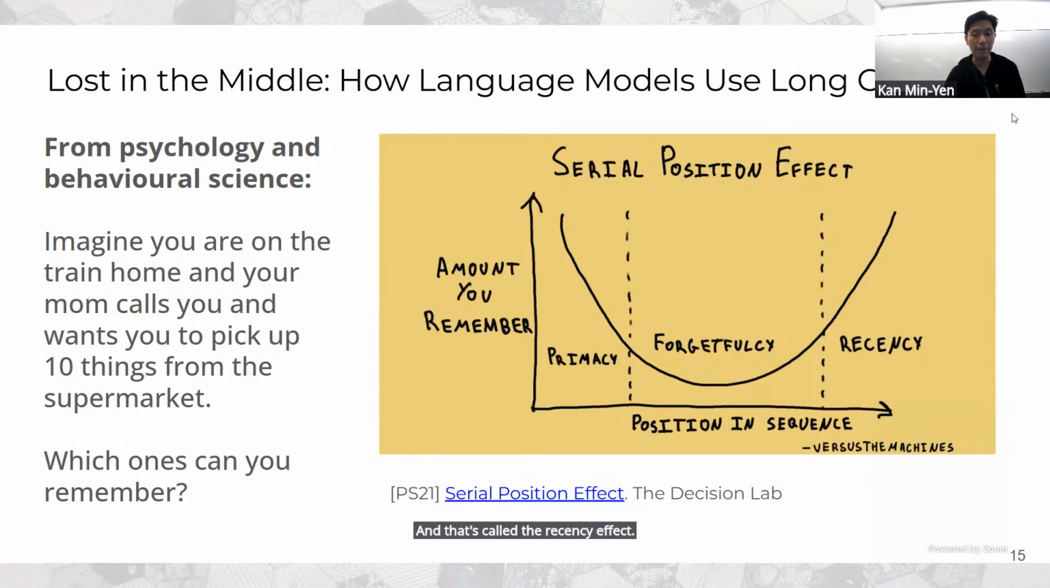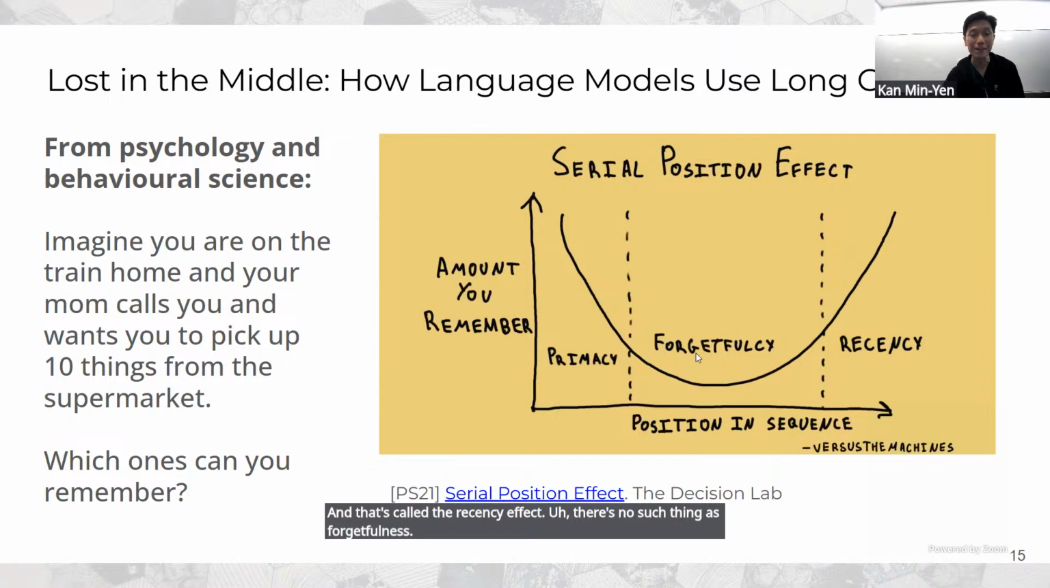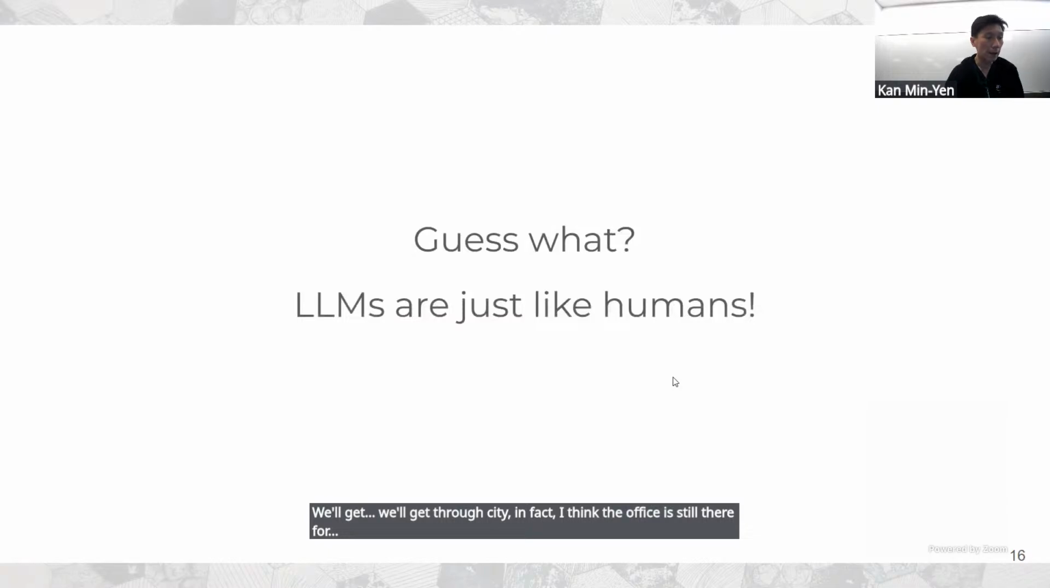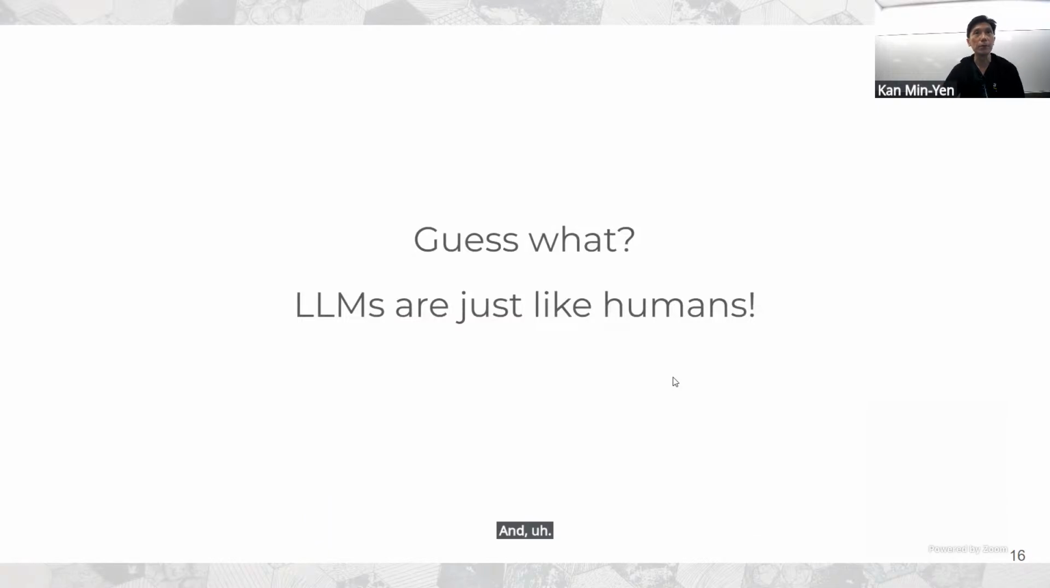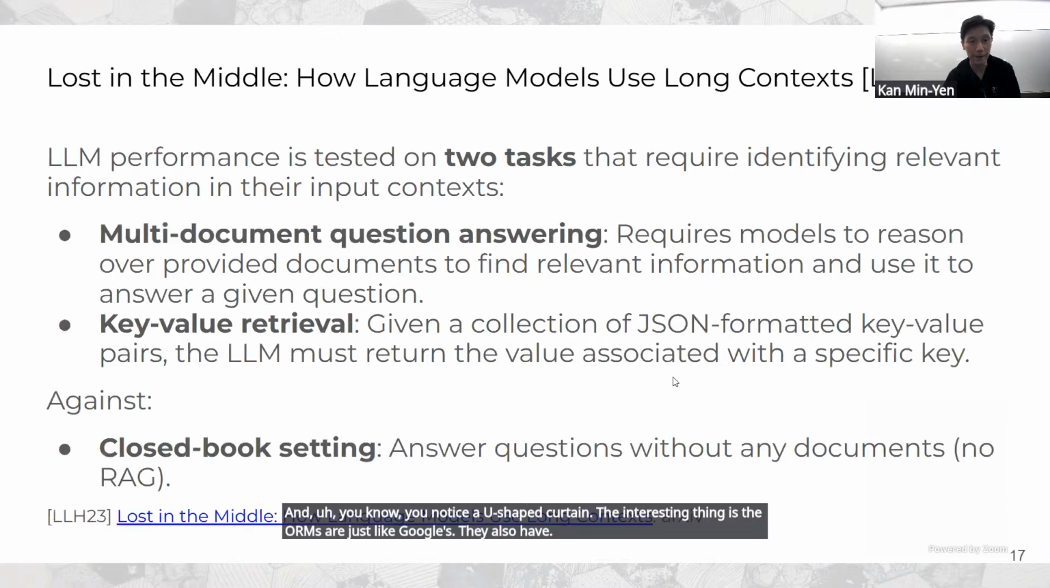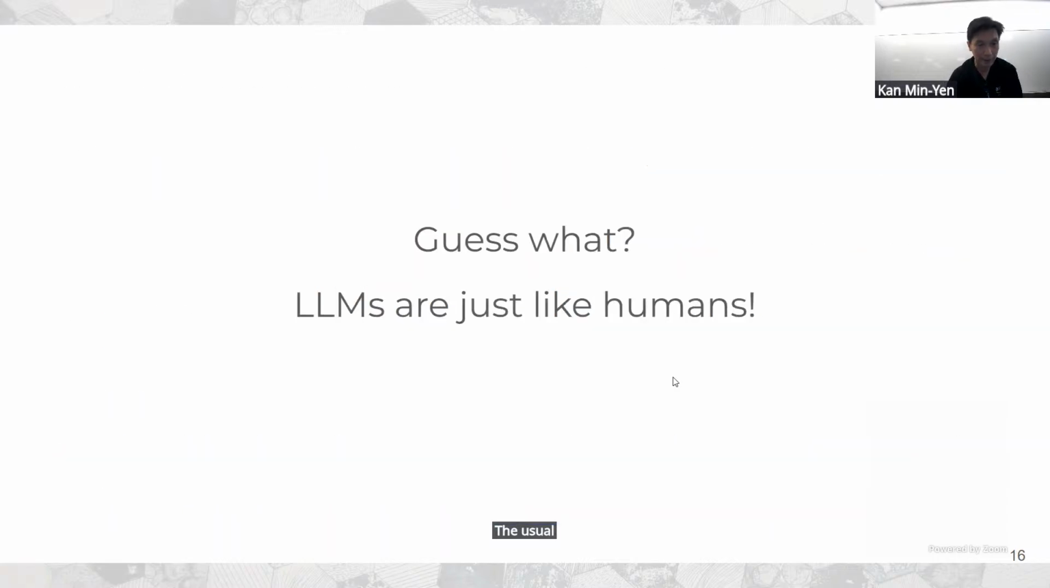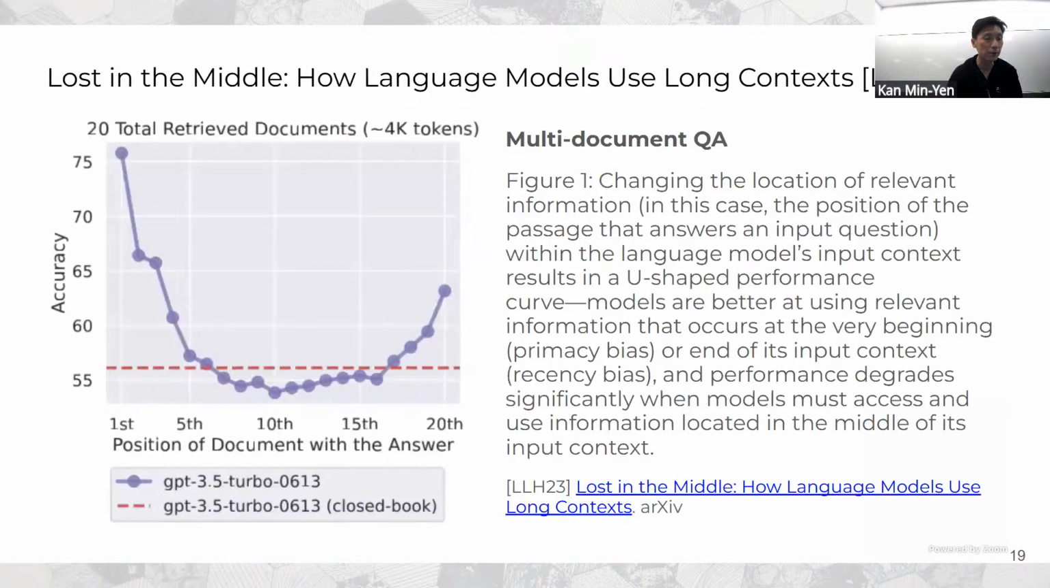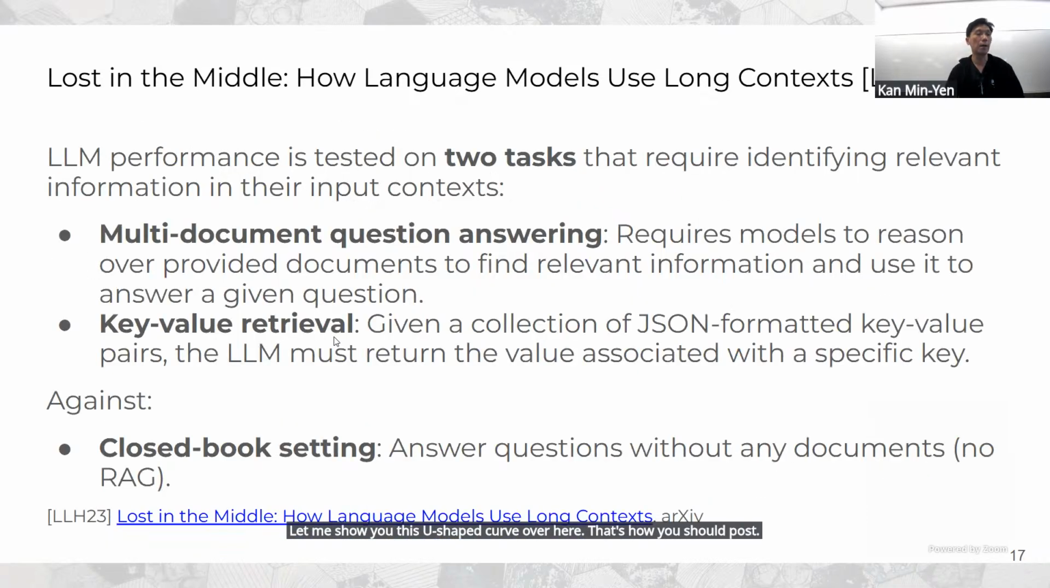There's no such thing as a forgetfulness effect. I think the authors just put it there for fun. And you notice a U-shaped curve, and the interesting thing is that LLMs are just like humans. They also have the U-shaped curve. How do I go back? I'll just show you this U-shaped curve over here. That's the U-shaped curve.